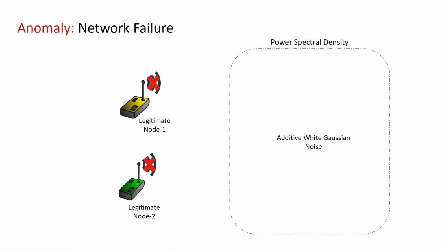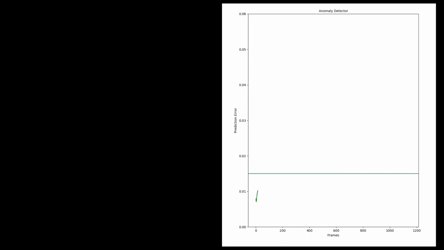The next anomaly we're going to consider is a network failure, when both of our nodes which were supposed to transmit stop transmitting, and all we see in the spectrum is noise. You'll notice that our detector is not able to handle this case, which is a limitation of our algorithm. The video will display this.